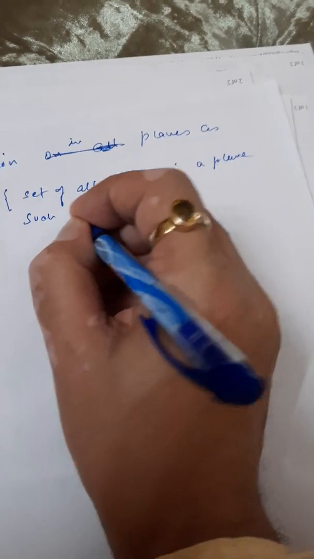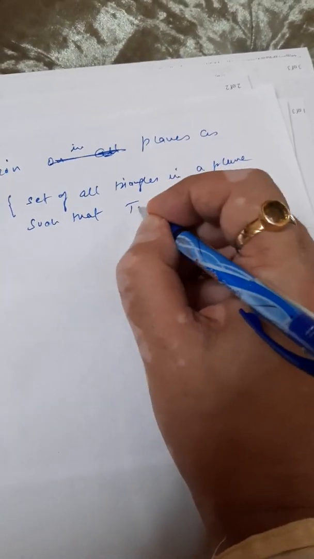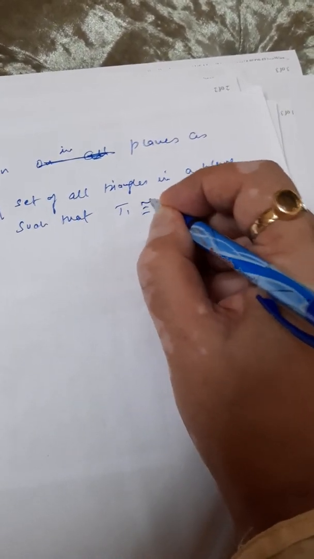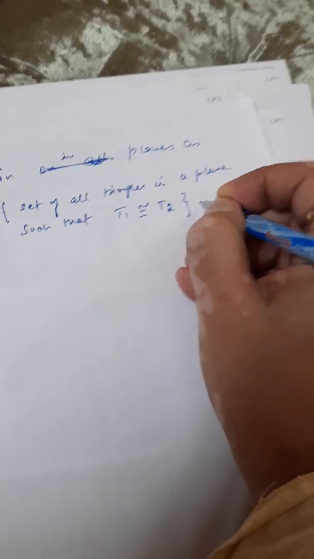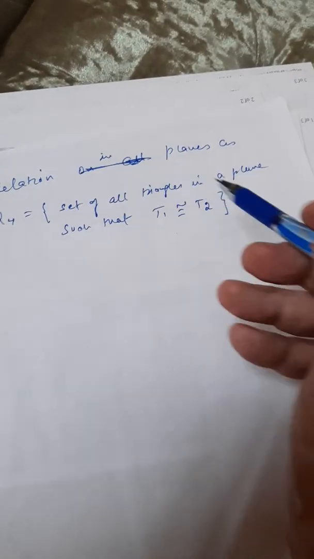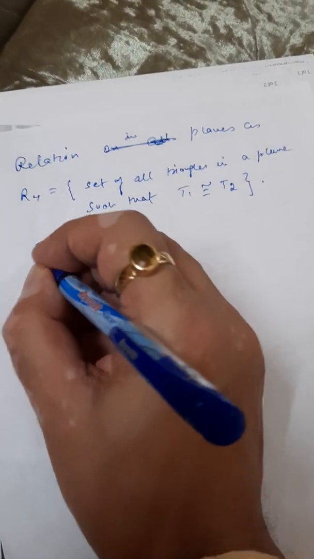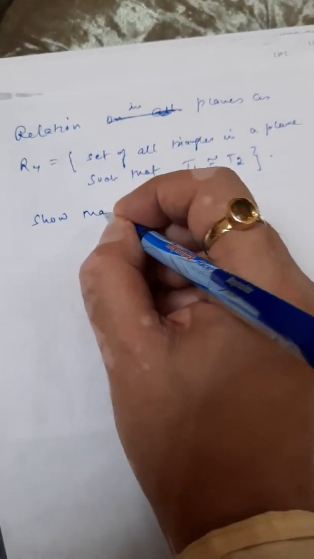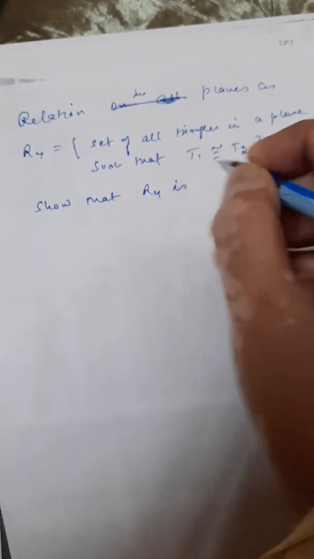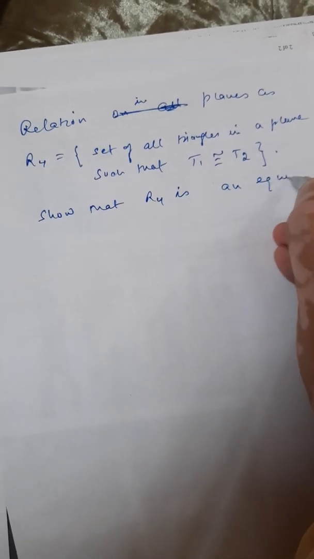such that T1 is congruent to T2. Obviously T1, T2 are triangles in the plane and we have to show that it's congruence. Show that R4 is an equivalence relation.